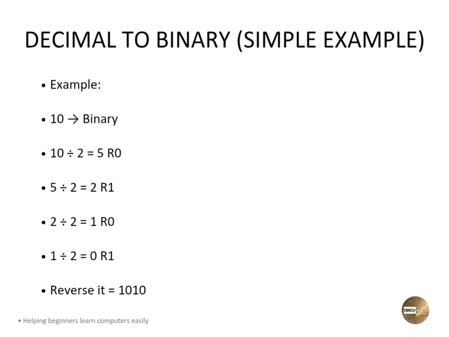And when you divide 5 by 2, you get 2 with the remainder, which you can name as R1. And then 2 you divide by 2, you get 1, which you can name as R0. And lastly, when you divide 1 by 2, you get 0, which you can name as R1. So now reverse the remainders, you will get it as 1010. Just practice once or twice, it's very easy.